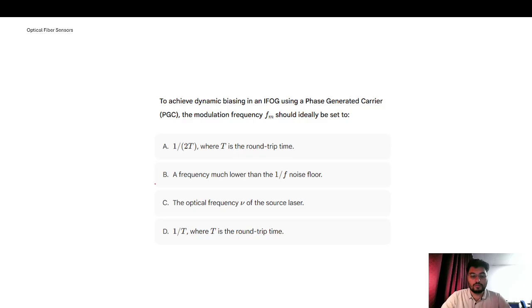So what is the correct answer here? The modulation frequency should ideally be set to 1 by 2 tau, where tau is the round trip time. This frequency ensures that the phase modulator state changes while the wave is in mid-transit, creating a necessary phase difference between counter-propagating components.